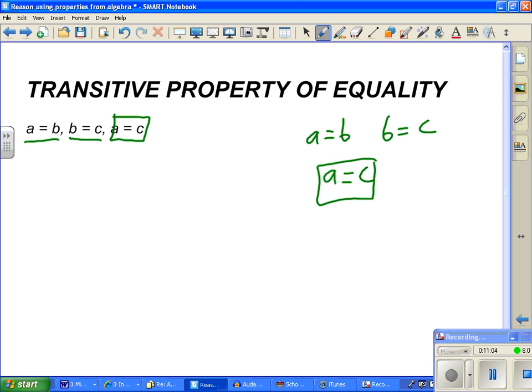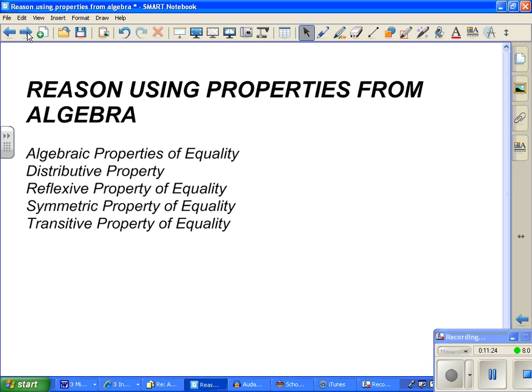But transitive property, a lot like the law of syllogism. Remember the law of syllogism? If A happens, then B happens. If B happens, then C happens. So therefore, we can say if A happens, C will happen. Okay? Transitive property. And we'll clean these up a little bit more in class. It's kind of hard to demonstrate where you'd use them on the board here in a video.